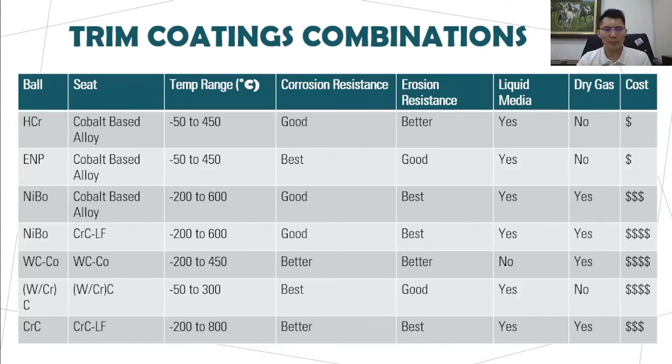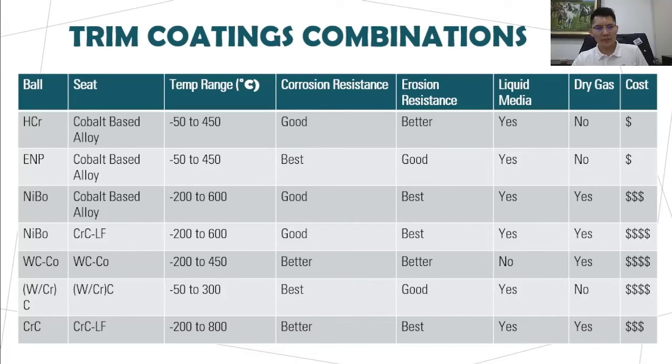Similarly for ENP, ENP will be cheaper, but it has a lower corrosion resistance. Cheaper if you're using carbon steel based material, especially on the ball and on the seat. So on the ENP ball, usually we use ENP only on the ball, and the seat we will still use the cobalt-based alloy. By using this combination, we have the so-called best corrosion resistance compared to the hard chrome ball, and the price is also cheaper if you're using carbon steel based material.